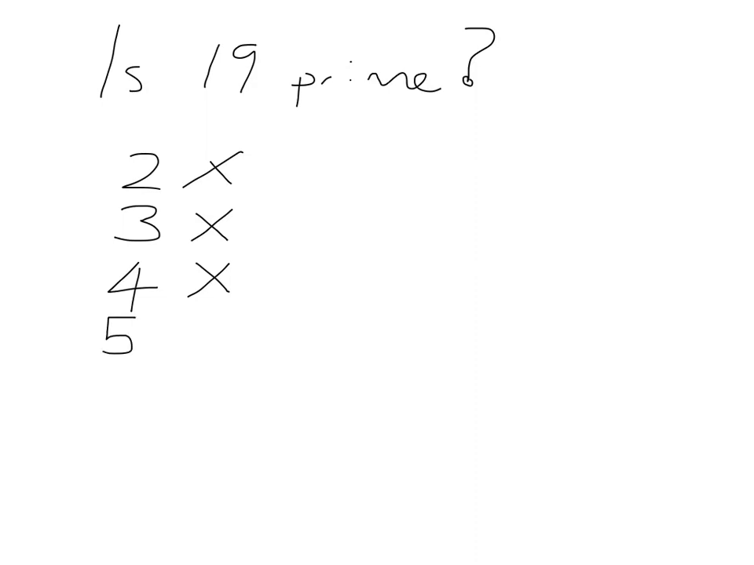What about 5? Does 5 go into 19? We know it doesn't. What's 5 times 5? It's 25. 25 is bigger than our 19, so we've suddenly gone into the bigger numbers. We've gone past our halfway point, so we no longer have to check anything more, and we can conclude that, yes, 19 is prime. It won't have any other factors because any bigger factor would have had a smaller factor partner, and we've checked all the smaller factors.